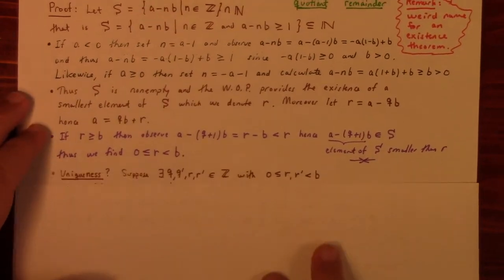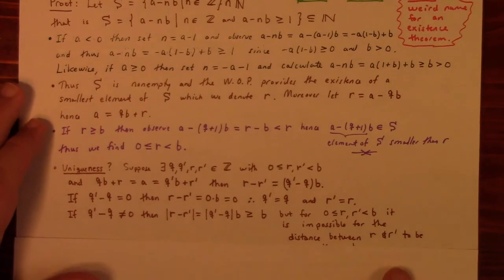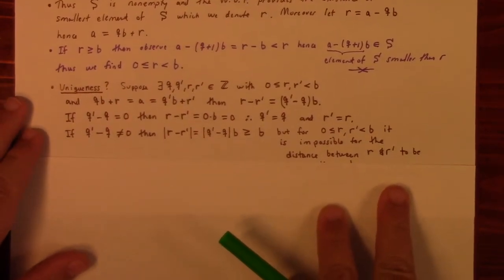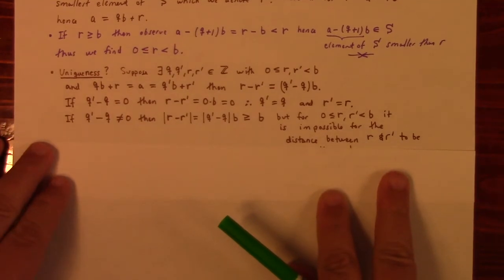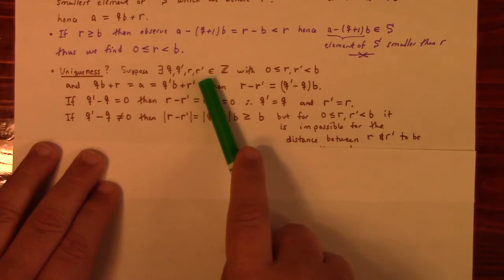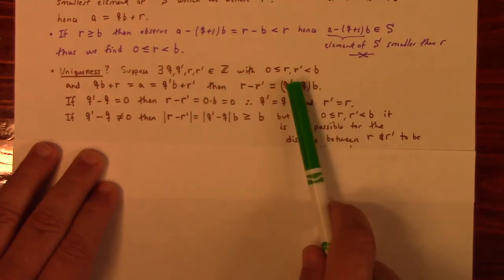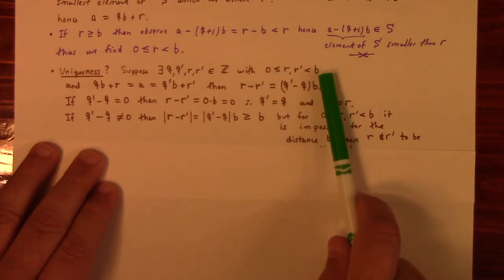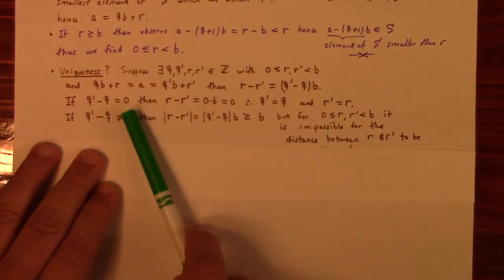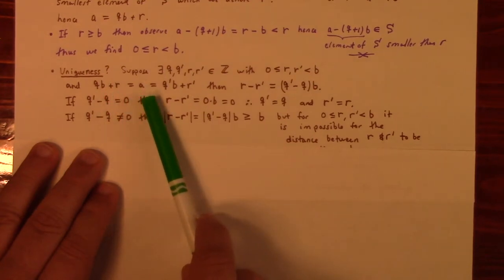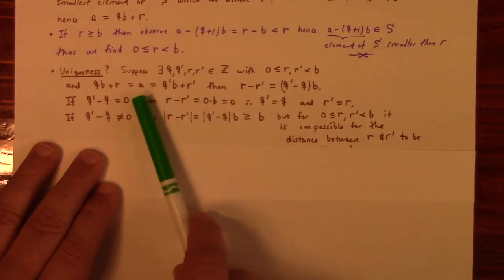So let's look at that. Uniqueness. Suppose that there were 2 quotients and 2 remainders, right? So suppose that q prime, r prime were integers, such that r and r prime are both remainders. They're between 0 included and b not included. And they both give you qb plus r is a and q prime b plus r prime is a, right?